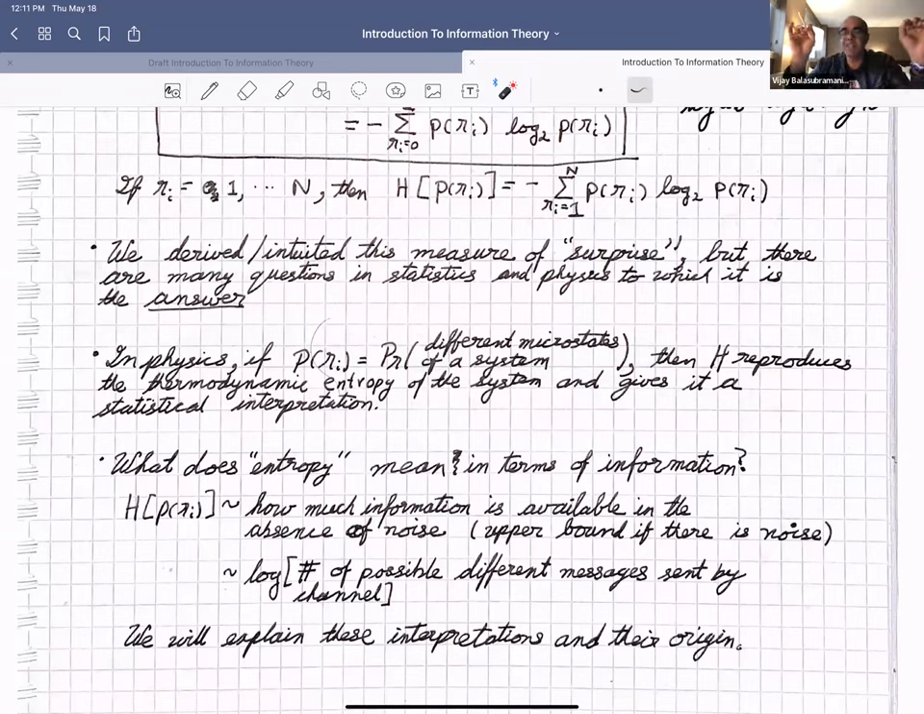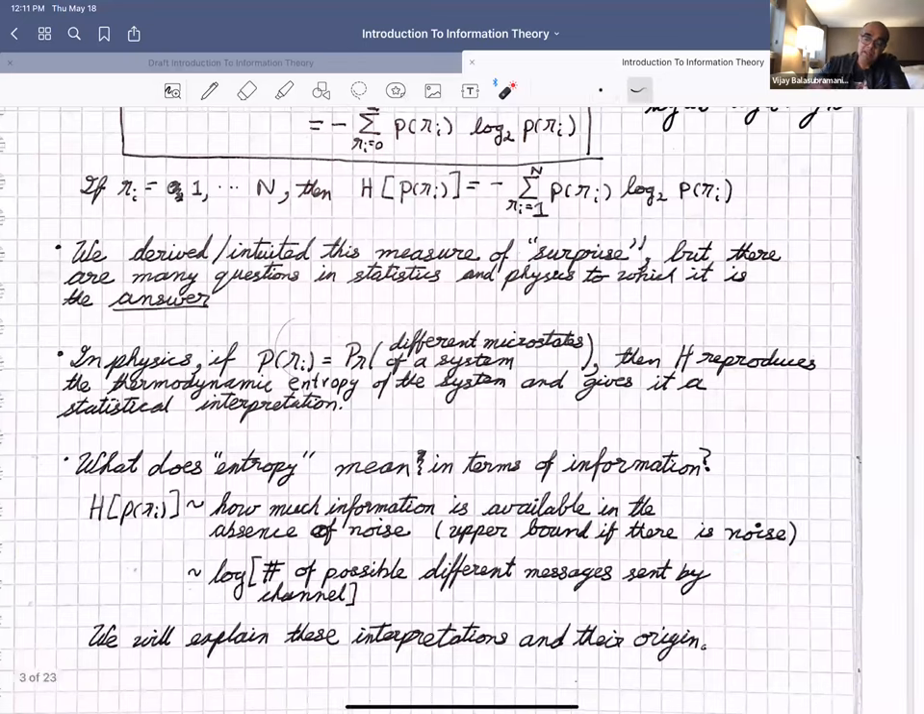The idea is that each message is worth the same amount, right? There's no difference in value between different messages. So you count the total number of messages that could be sent by the channel and you take a log, and that is the entropy. It's a count of how many things you can say. From statistical physics, you'll also recognize that this is very much like the microcanonical ensemble, where the microcanonical entropy is the logarithm of the total number of configurations accessible to a system. Anyway, our goal is to explain these interpretations and their origin. That's what we're going to start with today.